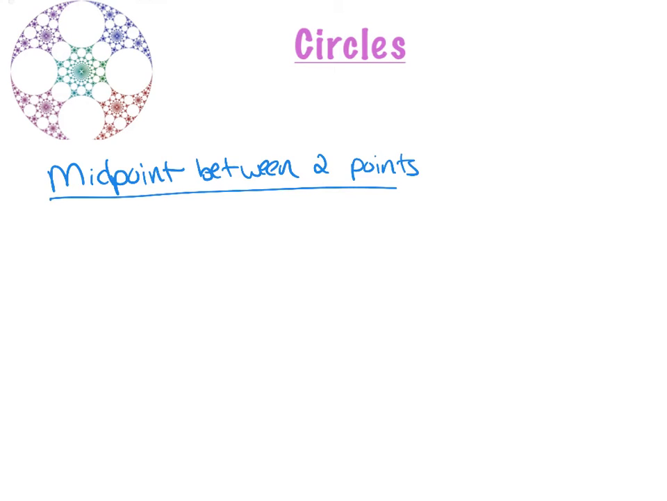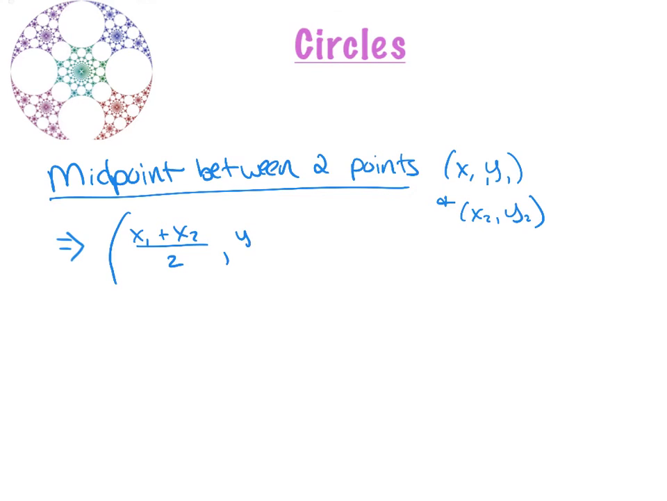Think of the midpoint as kind of like the average or the halfway point. So the midpoint between 2 points, (x1, y1) and (x2, y2), is given by the formula, think average: (x1 plus x2) divided by 2, and (y1 plus y2) divided by 2 gives us the y value.